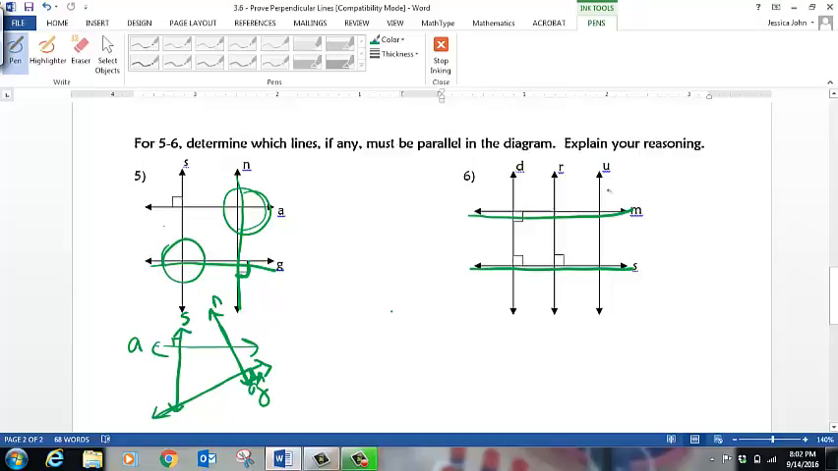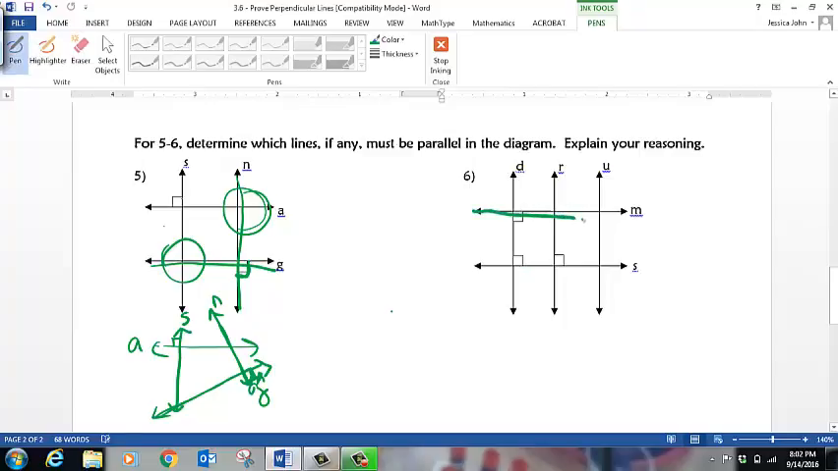Okay, now if we use line U as our possible transversal, there's no angles marked at either one of these intersections. So that tells us nothing about lines M and S. All right, now if we use R as our transversal, we have an angle marked here, but we have no angle marked here. So we can't relate anything back to each other to prove that M and S would be parallel.